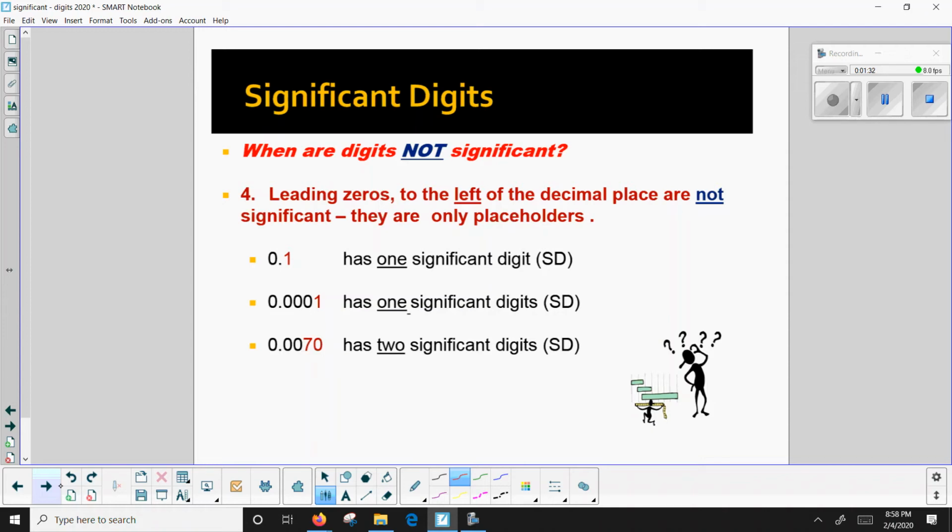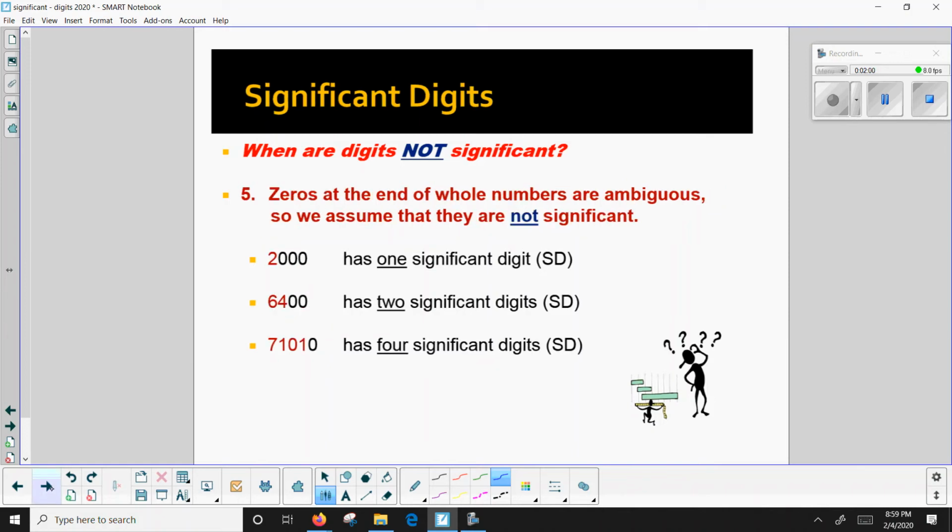So there's a couple of situations. If the 0 is in front of the decimal place, like so, these are called leading zeros. Leading zeros are not significant. All they do is move the decimal place over. So when you're looking at these measurements, I have 1 significant digit, 1 significant digit. Here I've got 1 and a trailing 0, so I've got 2 significant digits.